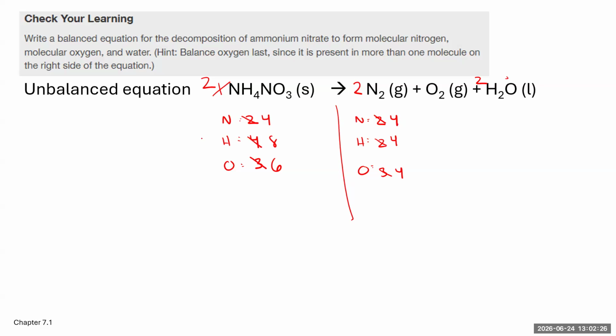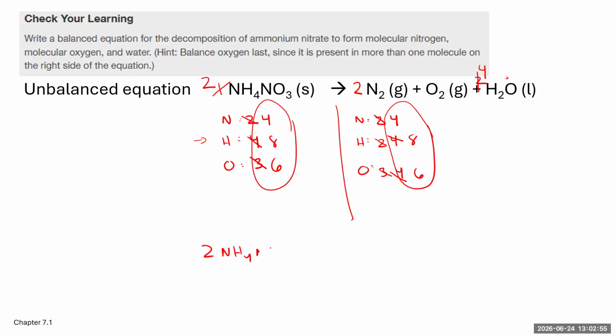Well, we still need to balance the hydrogens, so let's do that. We need 8 hydrogens, so we're going to put here a 4 because that now gives us 8 hydrogens. But that also gives us now 4, 5, 6 oxygens. Wait, looks like we're done. 6 and 6. Let's rewrite it.